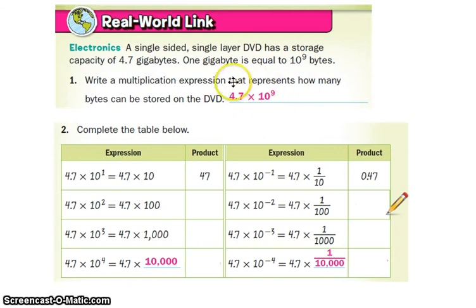So this is actually written right here. This is how we write scientific notation. It's always a decimal times some power of 10. All right, so we want to complete the table below.